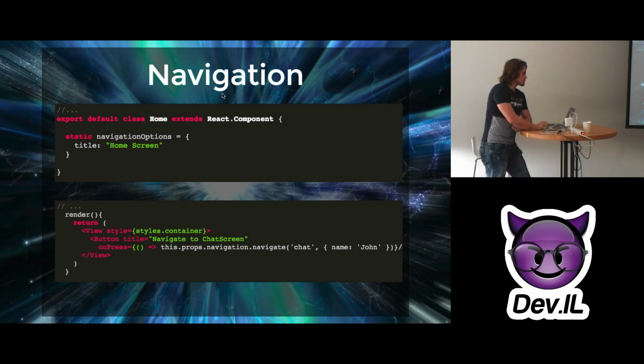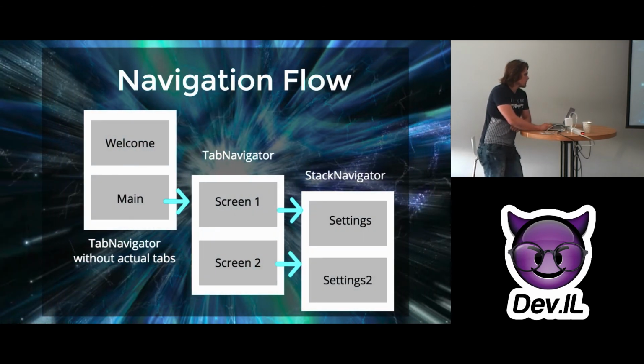All the navigation options can be passed inside a static prop inside your component itself, with navigationOptions. Like in this case, I pass title, and then in the header, I will see home screen. Then inside the render method, in order to navigate, I just use this.props.navigation.navigate to chart with some parameters I can reuse on the next screen.